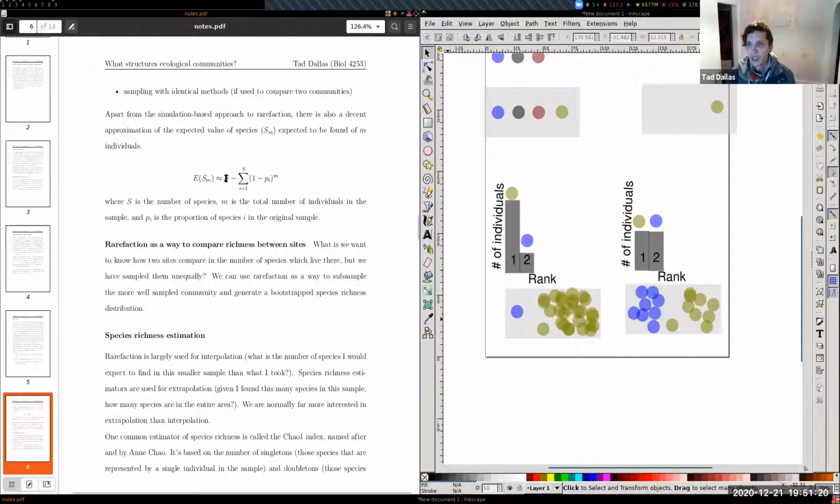And so here it's the true diversity, which you have to know. I guess you're estimating it as the number of species that you observed, given a sample size larger than M. And then discounted from that is the proportion of species in the original sample, raised to the power of the number of individuals in the sample.